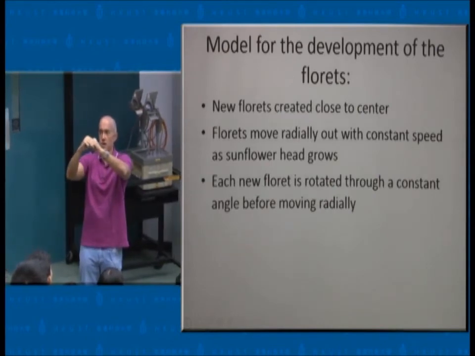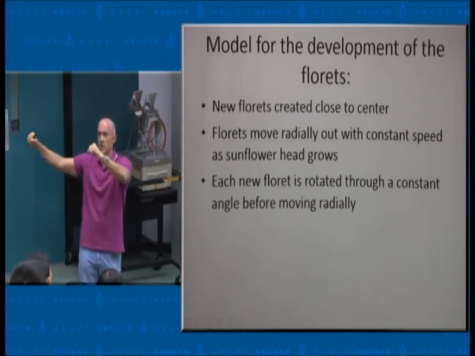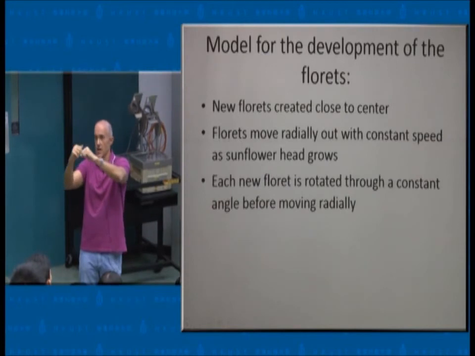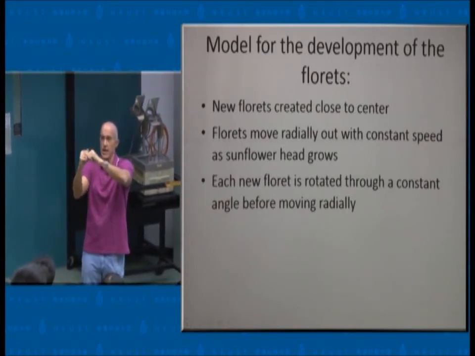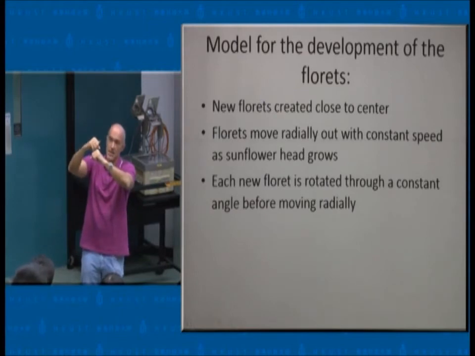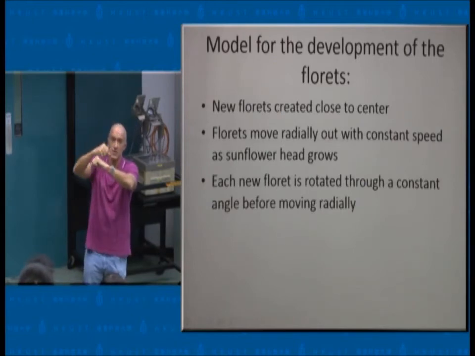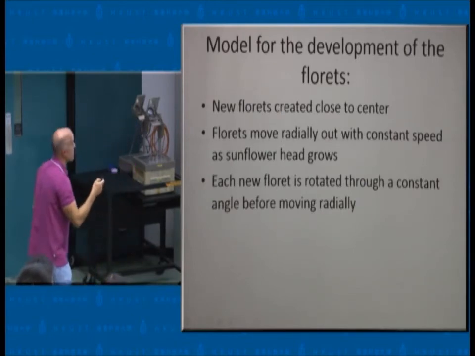So the first one is created and starts to move out as the sunflower head grows. Then the second one is created, there's an angle, and then it will move out. The third one is created, there's an angle, and then it will move out. I'll show you that later.